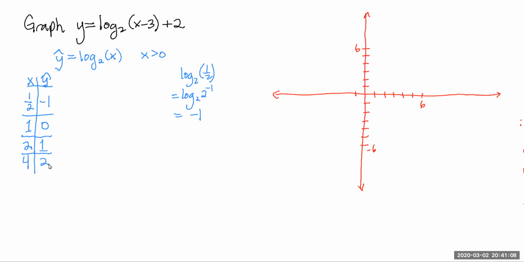Now, the transformation here says, take your parent function or basic function and move all the x values 3 units to the right, and then move the y values 2 units up. Plus 2 means add the 2 units to the y value going up. This x minus 3 says move your x values 3 units to the right. Why don't we check this?